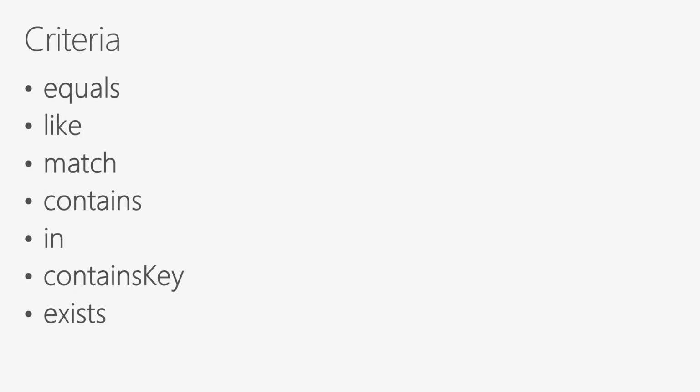Moving on to criterias. Here I've listed the criteria that can be used. We can use equals to check whether a field has a specific value. We can use like and match to form patterns. We can use contains to check whether something is contained within a property value. The in allows us to check whether a field belongs to a specific set of values. We can use contains key, of course, to check for keys. Exists allows us to check whether a field exists.